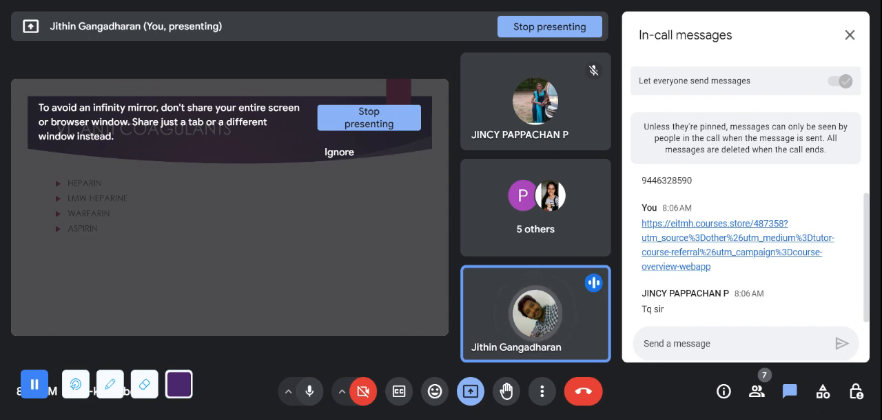Then low molecular weight heparin, and warfarin. Warfarin is otherwise known as Coumadin. Vitamin K is the antidote of warfarin. And what are the main side effects? As you know, it is an anticoagulant, so it causes hemorrhage as a side effect.